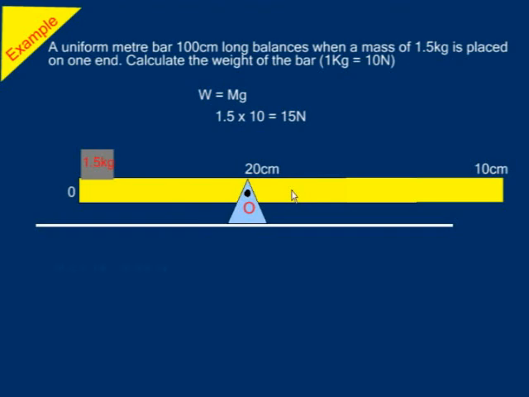So we have 0.2 times 15, force times distance, is equal to 0.3 times W. 0.2 times 15 is equal to 0.3 times W. 0.3 is 30 centimeters, which is the distance from the pivot to the center of gravity. So if you divide both sides by 0.3, you will find W is equal to 10 newtons. 10 newtons is the weight of the bar.